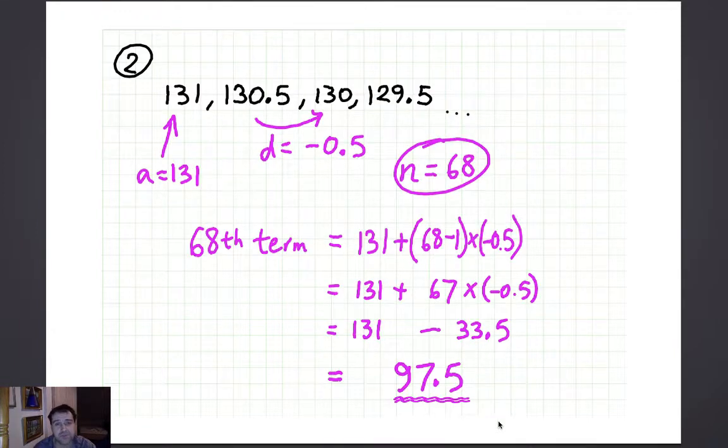Here's the second one. So the first term was a equals 131. The number of terms was 68. And then the common difference is minus 0.5 because it's going down by 0.5 every time. So again, you stick all of those into the formula and you get that the 68th term is 97.5. So if you didn't get that, just pause the video and have a look at the arithmetic.